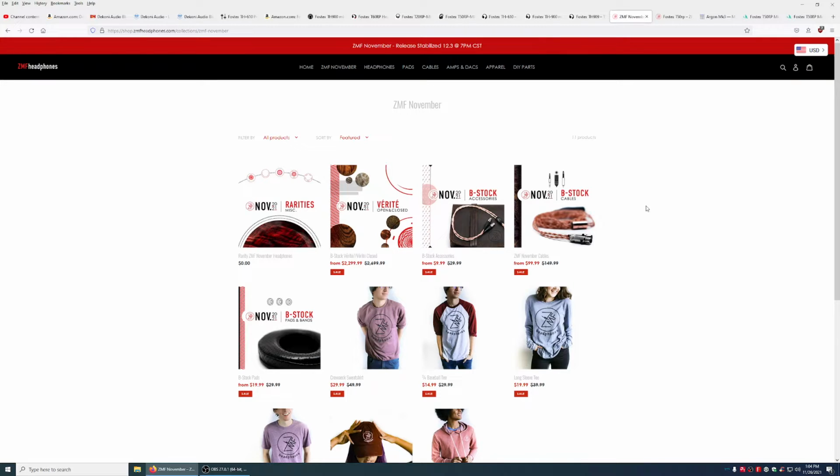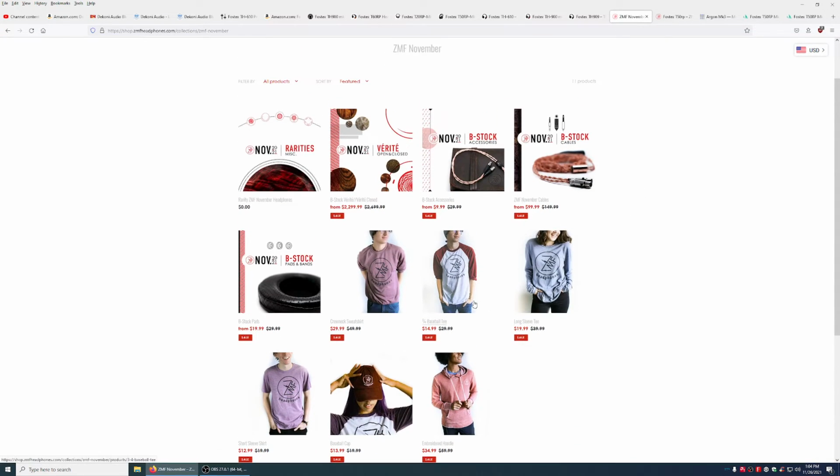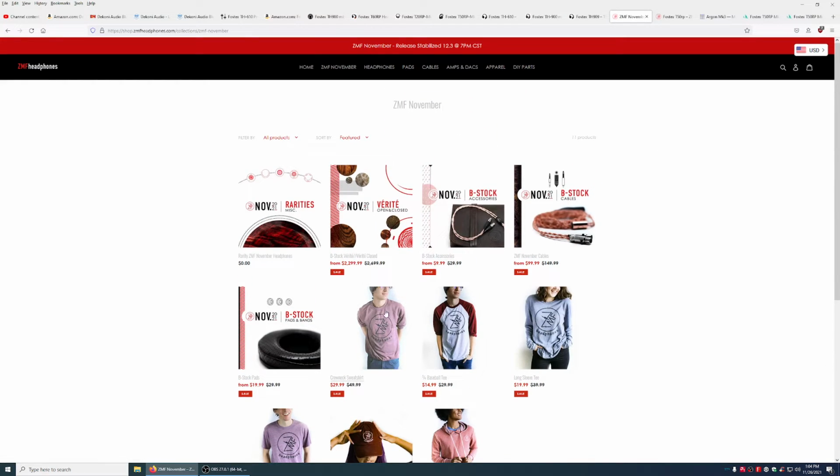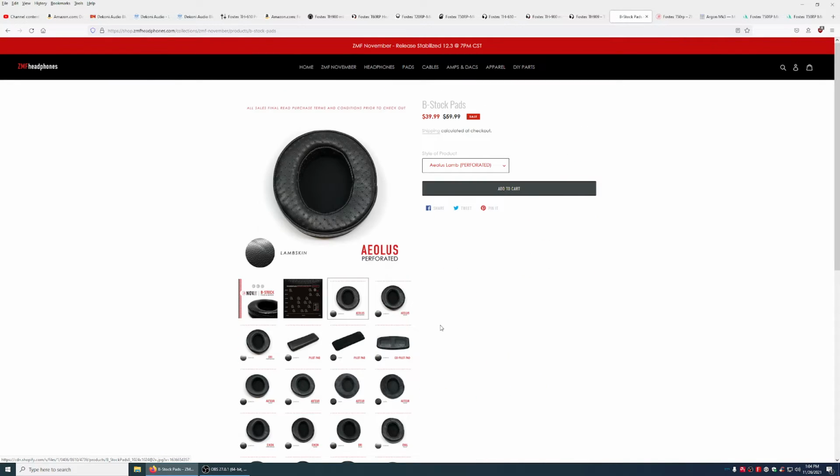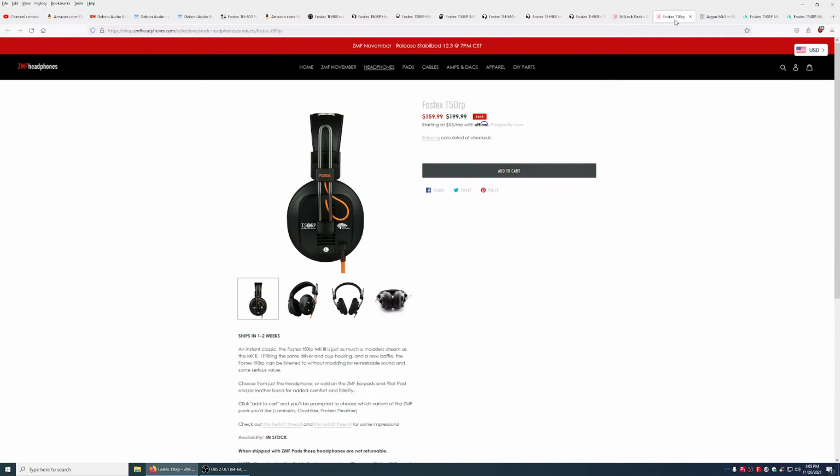They don't have anything on sale other than their t-shirts are on sale. That's the only thing that they have. They have some B-stock pads on sale. That's about it. And then this is just 160. That's a normal price for the T50s.